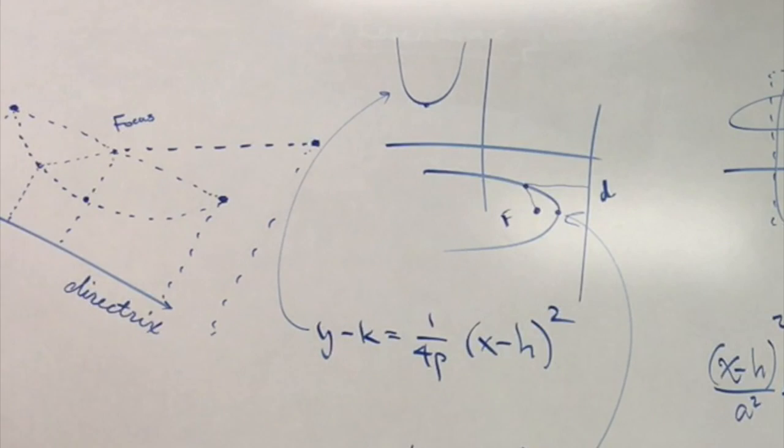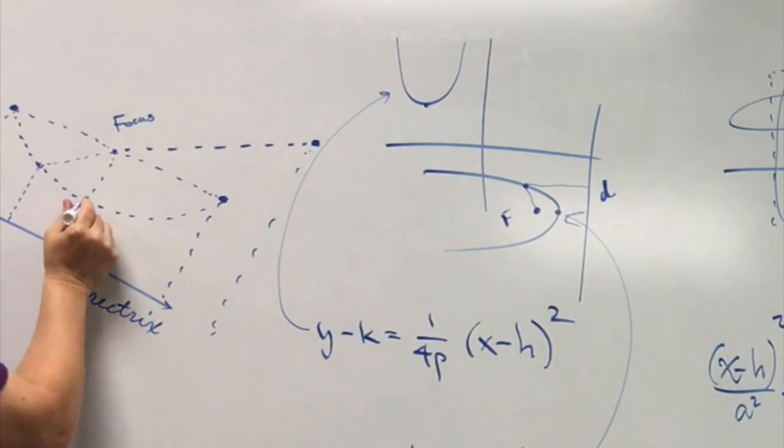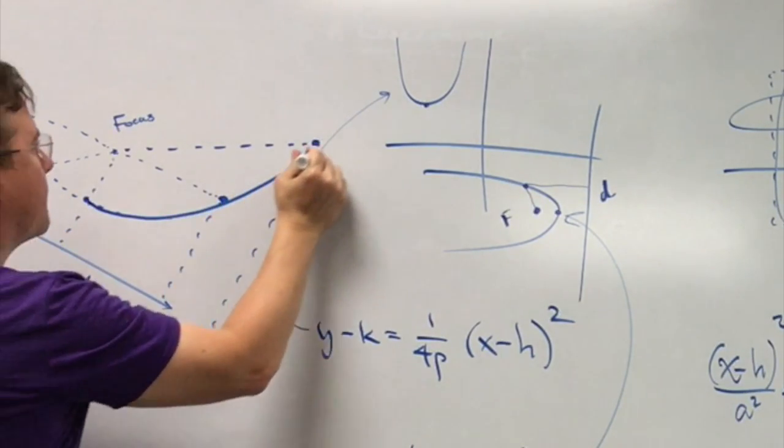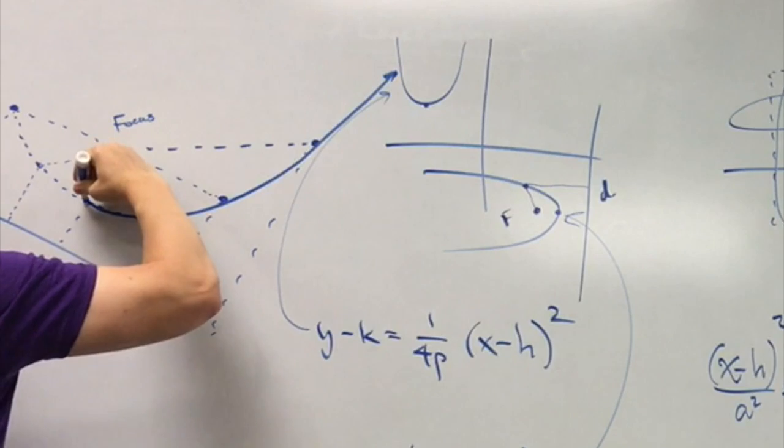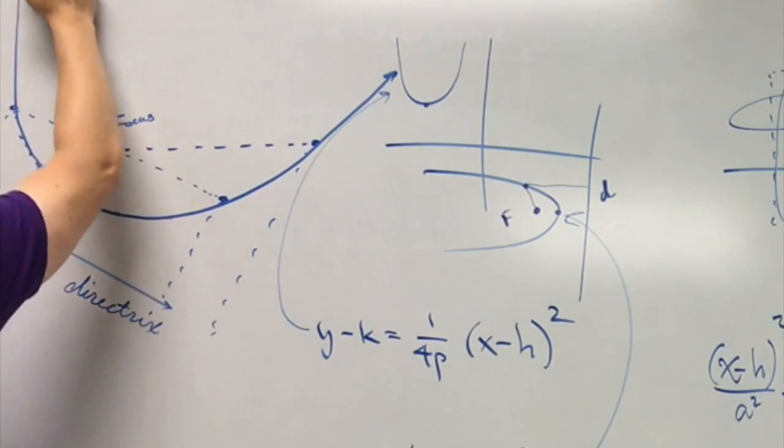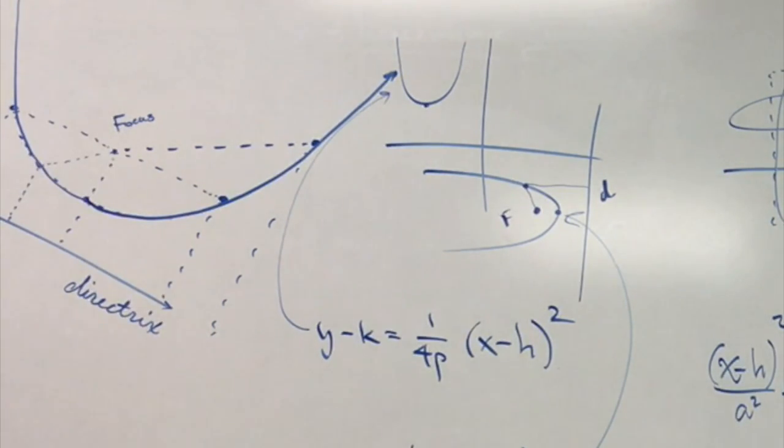There are infinitely many points that are equidistant from this point and that line. And if you trace them out, they start to look like that. What all these points have in common is that if you measure this distance and this distance, it's always the same.